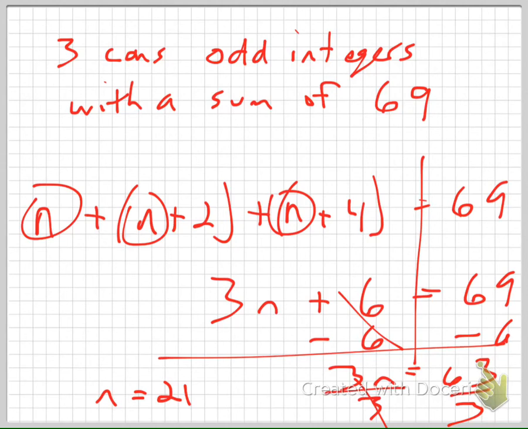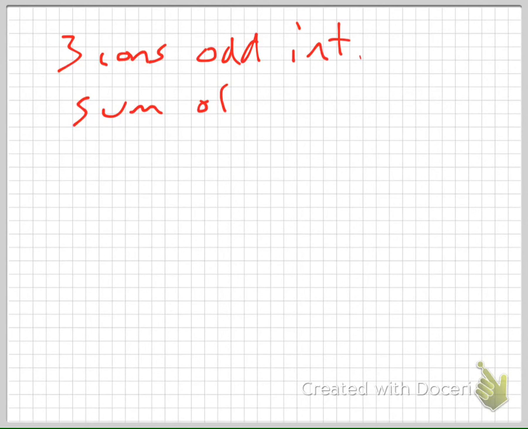Okay, do you see now how you get it? Okay, here we go. I'm going to give you one last one to try. I have a question. What if I did the same exact thing, but I said even integers? What would you do? It's the same thing, right? It would be n plus (n plus 2) plus (n plus 4) equals whatever number we're talking about. Okay, so here we go. 3 consecutive odd integers again with a sum of 435.